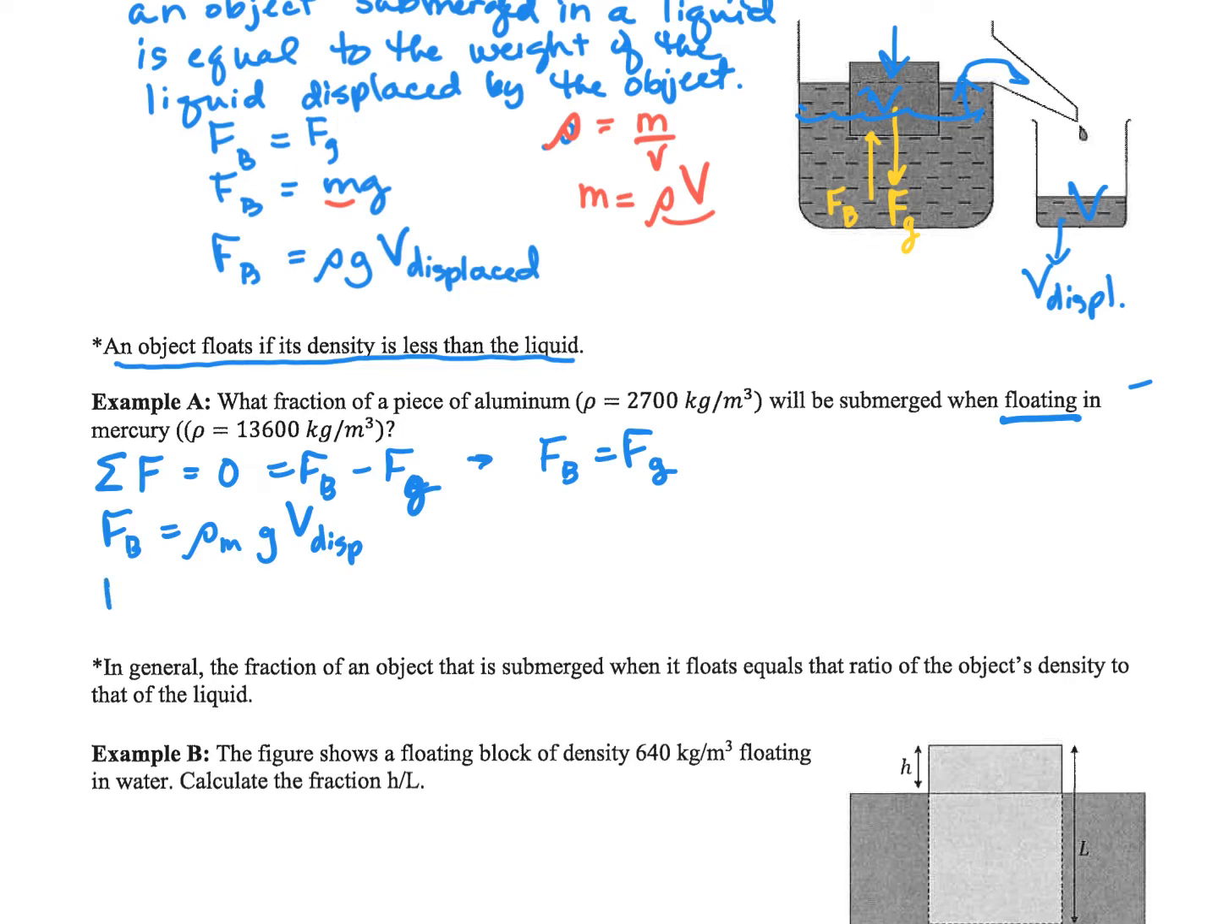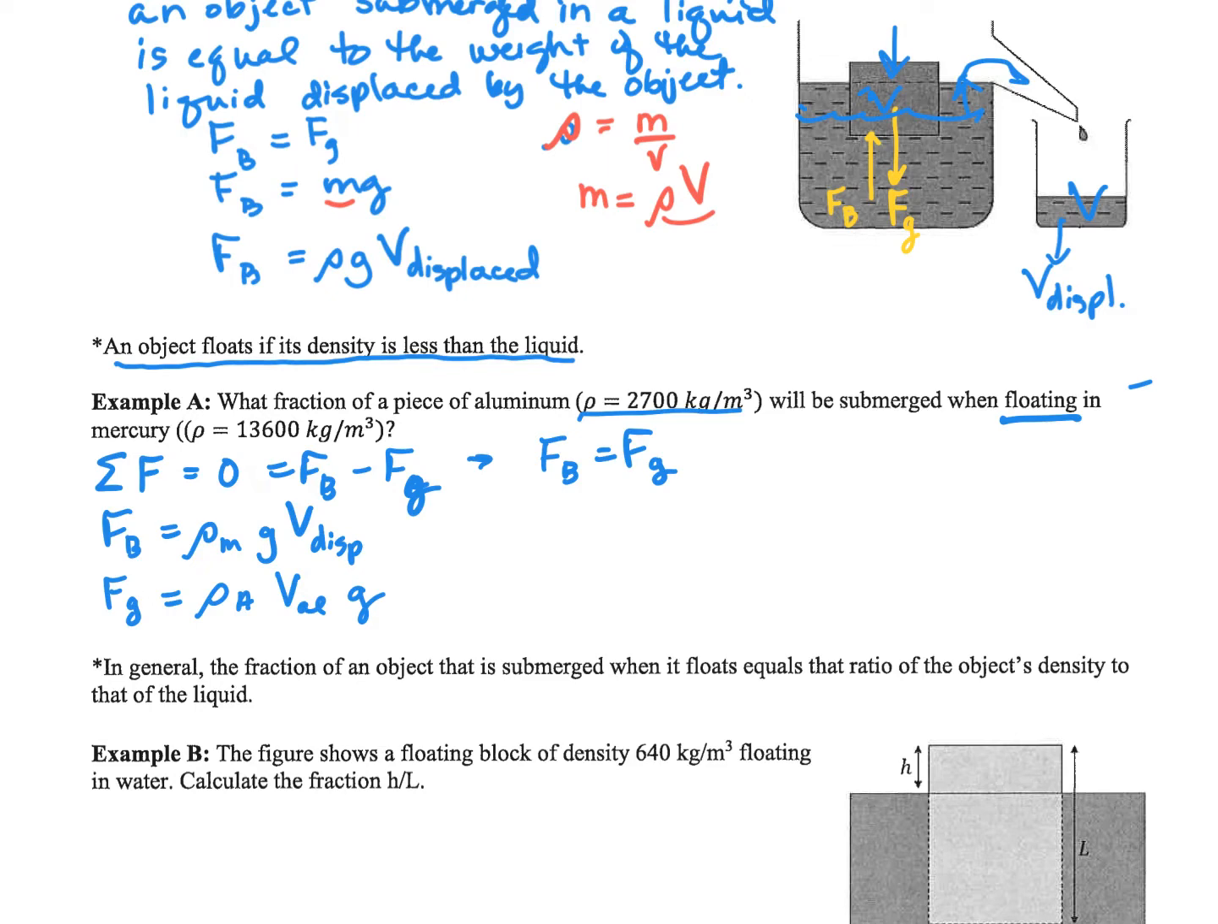Okay, so now what is the force of gravity here? We can't use m because we don't know what the mass is. But what do we know? Aluminum. We know the density. Yes, we know the density. So we need to figure out the density for this guy. In terms of density, what is m going to be? It's going to be density of the aluminum times volume, the volume of aluminum, times gravity.